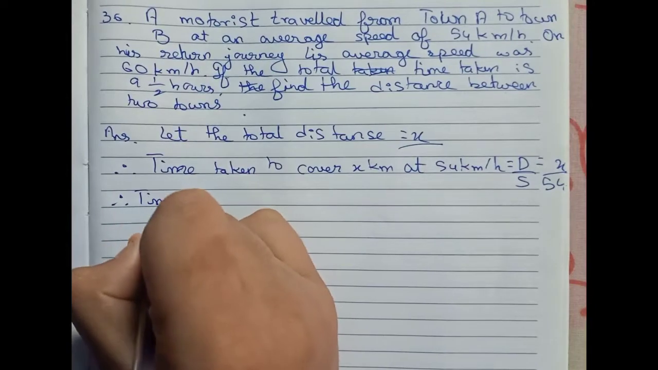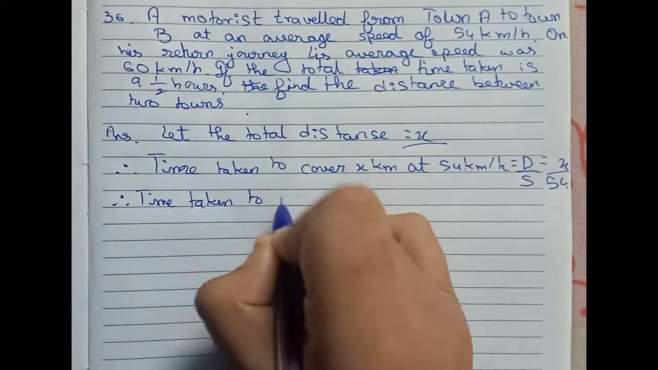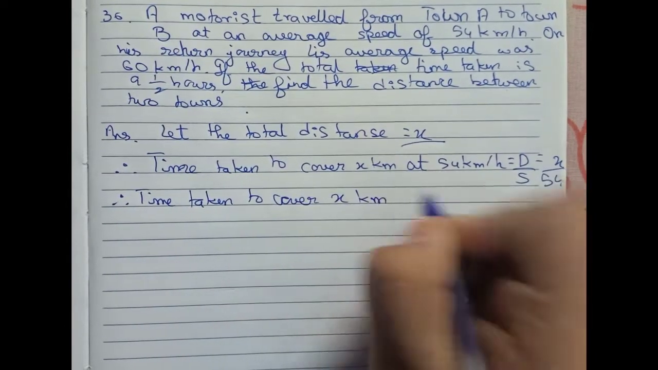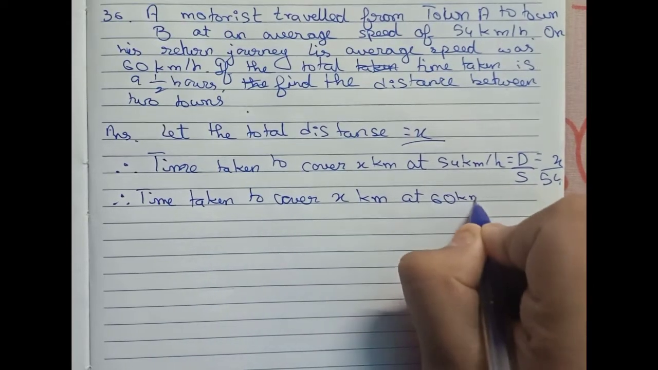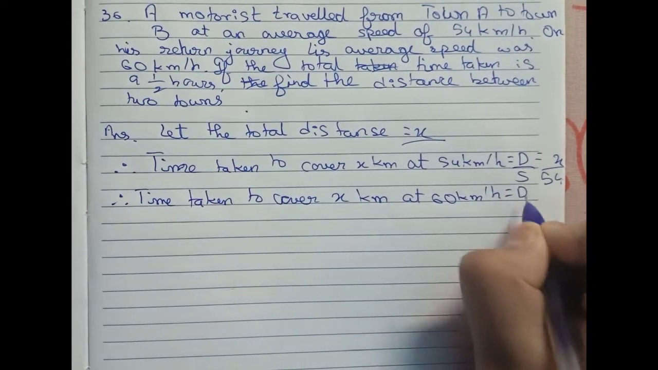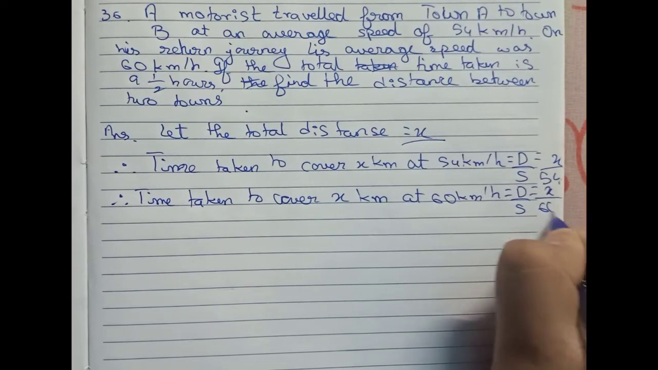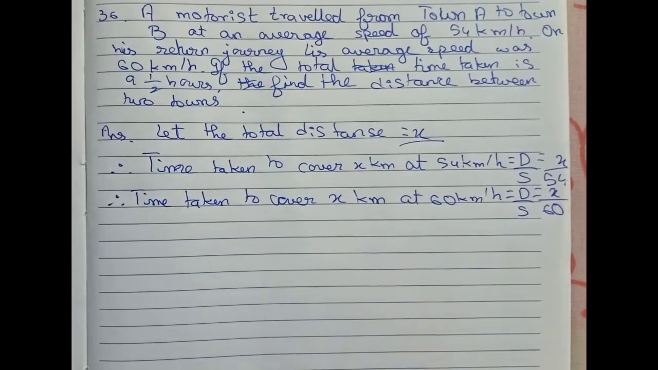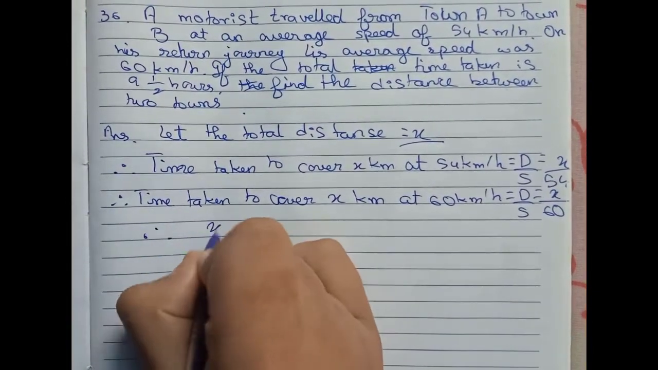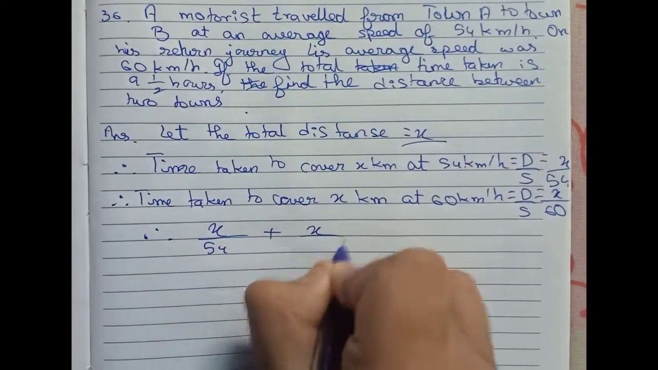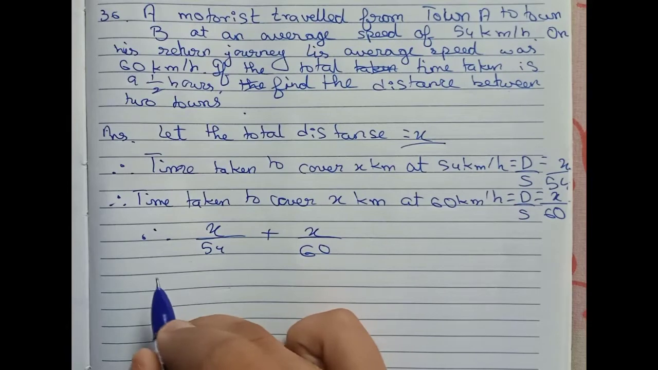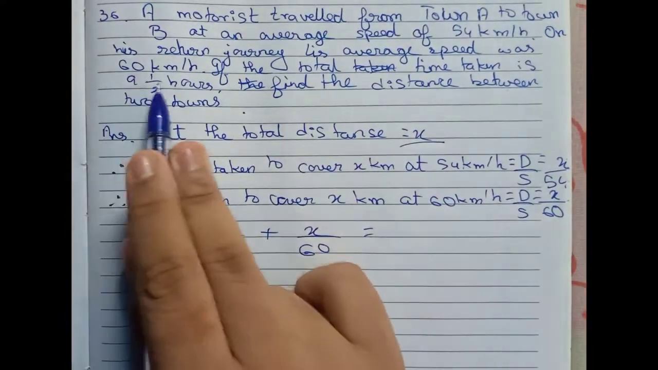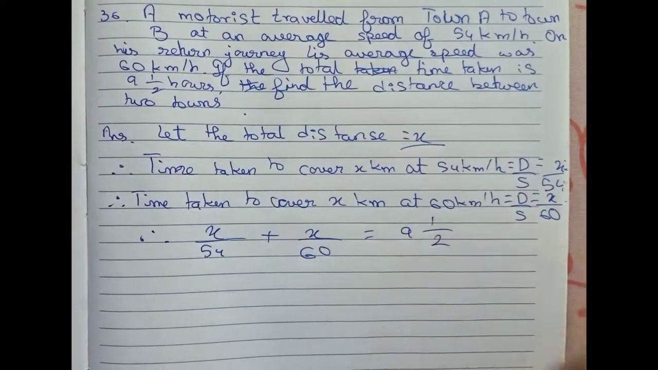And therefore the time taken to cover x kilometer at 60 km per hour equals distance by speed, that is x by 60. This is the time taken when he was returning from his journey. So I frame our equation like this: x by 54 plus x by 60, the total time taken during his journey going and returning back, equals the total time given, 9 whole 1 by 2. So this is our equation.